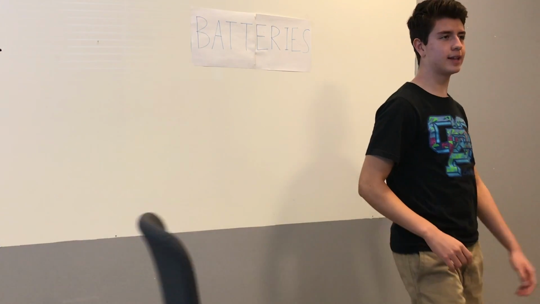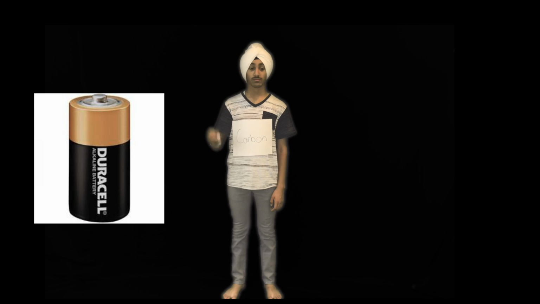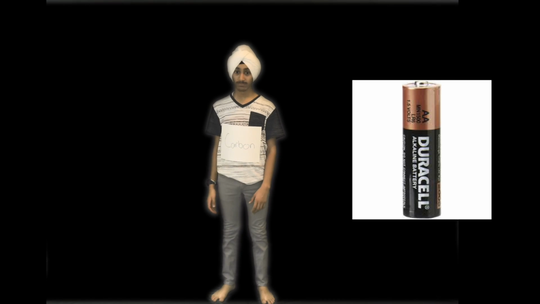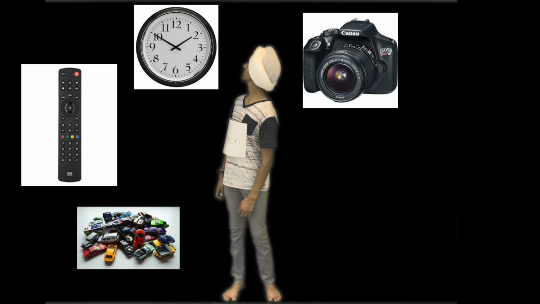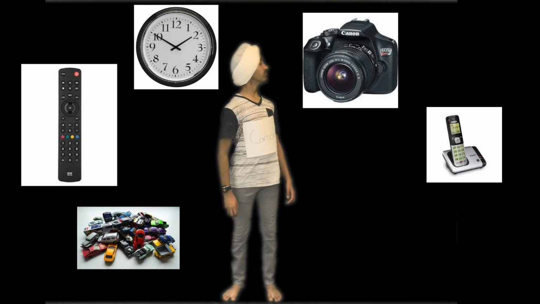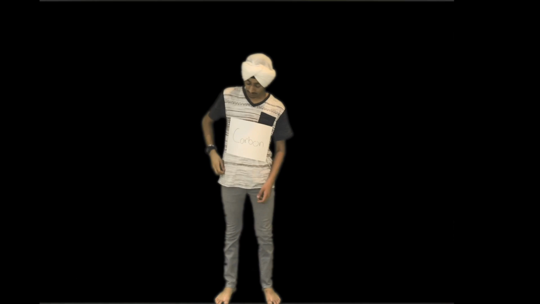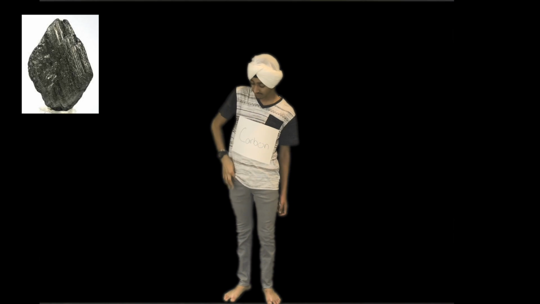I'll start off by explaining how batteries relate to each element. So there's this guy named Carbon, and he is the first element in the carbon group. As we know, carbon forms the basis of all known life, but so do batteries. AA batteries are used in just about everything that we use in our daily lives. Some examples are toy cars, TV remotes, clocks, digital cameras, cordless phones, flashlights, and many more.